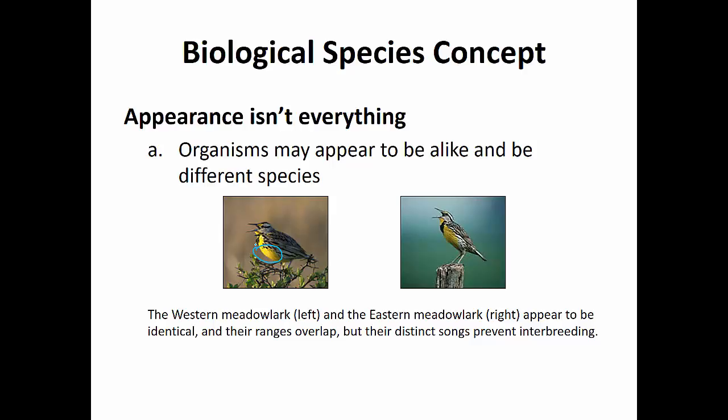They appear to be identical. They have the same colorations. One's a little bit bigger. Their ranges overlap, which means that they live in the same areas, but here's a very interesting thing about them. Their distinct songs prevent interbreeding. So when the western meadowlark male sings, the eastern meadowlark female is not interested. So they do not breed, which means then that they cannot be considered to be the same species according to this.